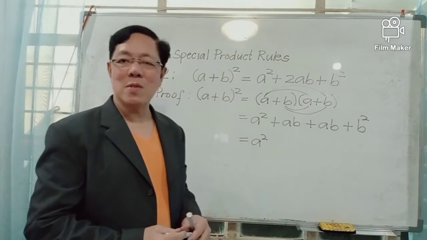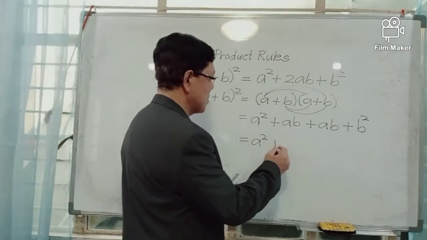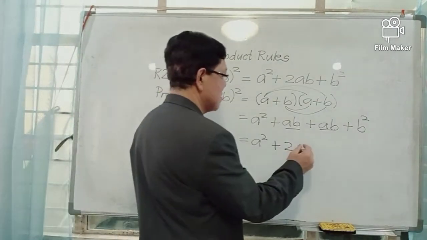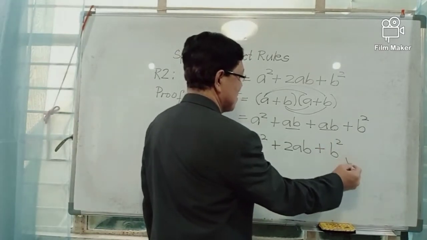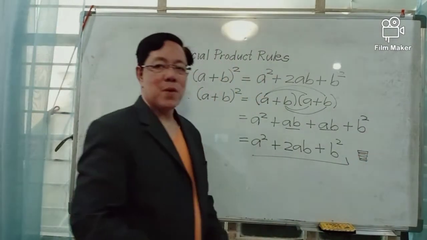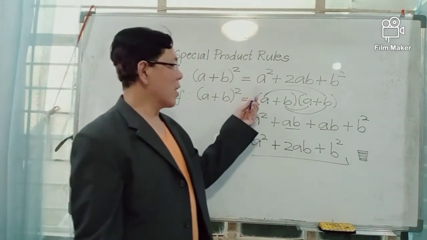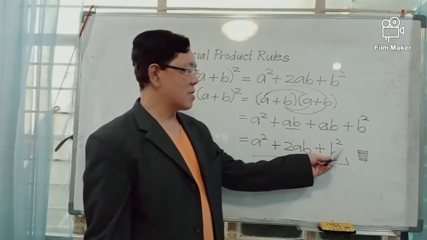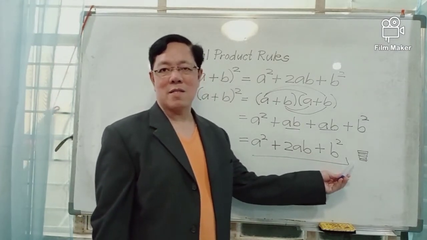And to combine like terms, we add the numerical coefficients. 1 here plus 1 here is 2. And we copy the common literal coefficient ab and plus the last term b squared. Thus we have shown that the square of a sum is truly equal to the square of the first term plus twice the product of the two terms plus the square of the second term. This shaded rectangle here indicates the end of proof.